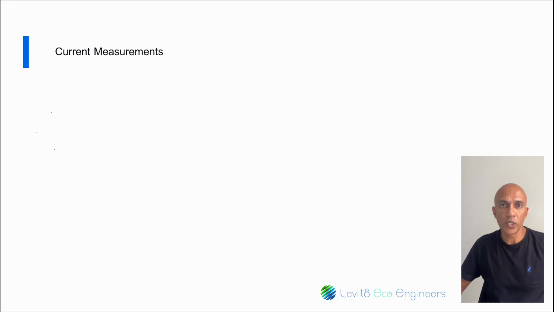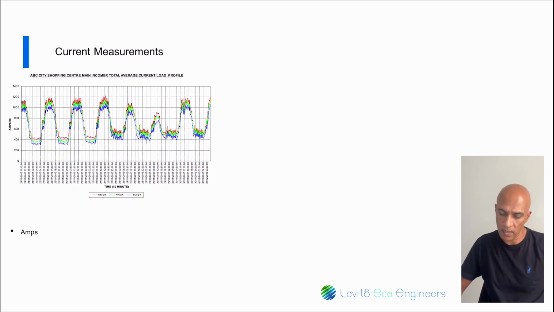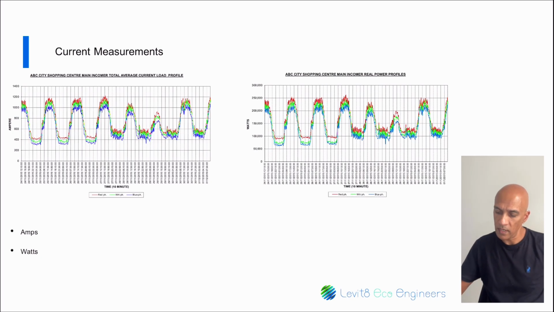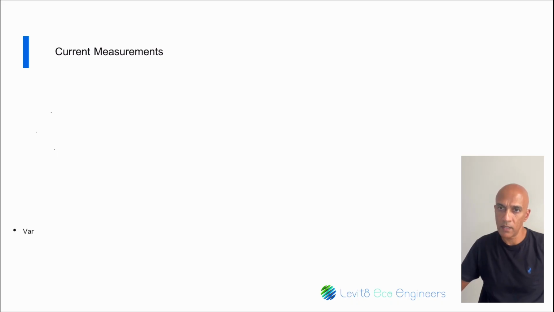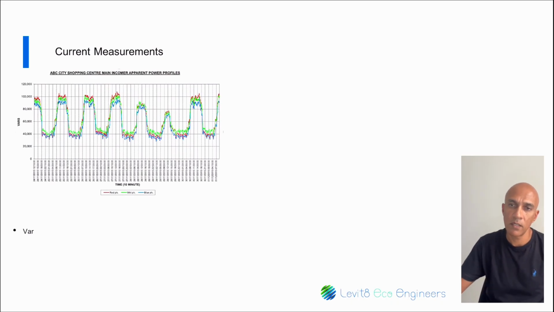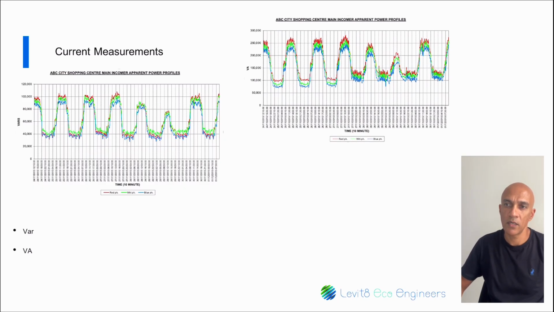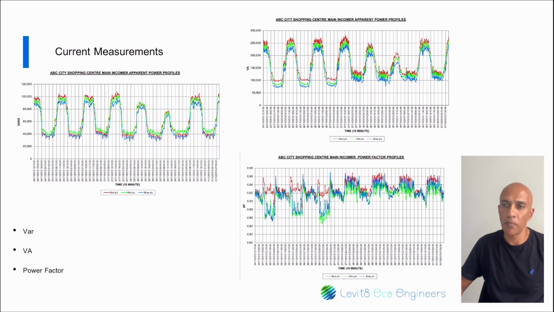So now let's look at current measurements. Here you would most commonly be looking for the amps. Okay, and here we have your graph of your amps during a 7-day period. And then you'll be looking for your watts. And there's your watts associated with your amps for your 3 phases. And then you'll be looking at your VARs, which is your reactive power. And you'll be looking at your VAs, which is your apparent power. And then you'll be looking at your power factor during the entire measurement period.